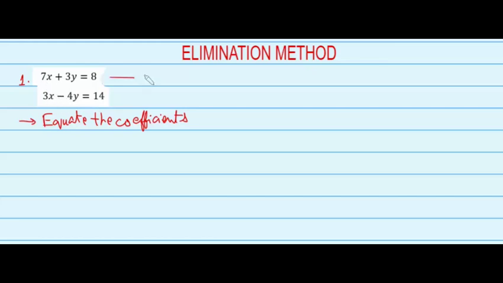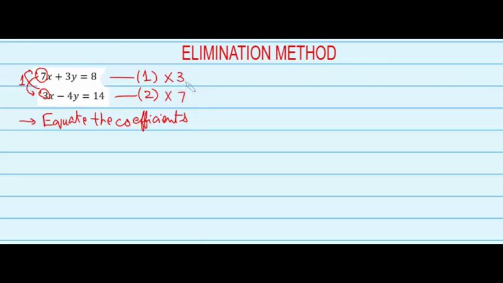Say this is equation number 1 and say this is equation number 2. To equate the coefficients, we need to multiply the first equation by the coefficient from the second equation, like this 3, and similarly to equate the coefficient of the second equation, we need to multiply by the coefficient from the first equation. Means equation number 1 will be multiplied by 3 and equation number 2 will be multiplied by 7, right?